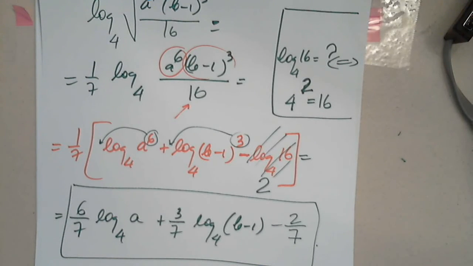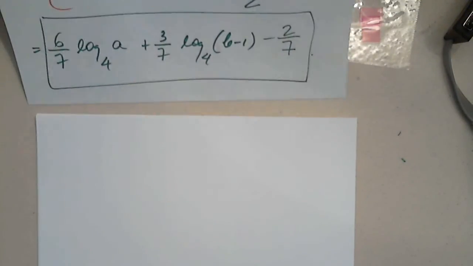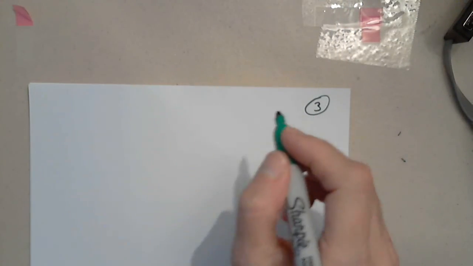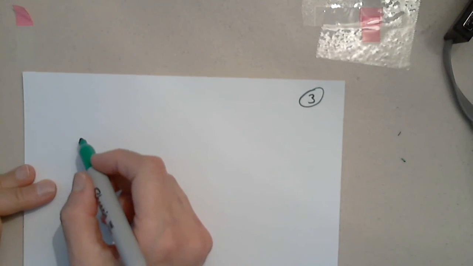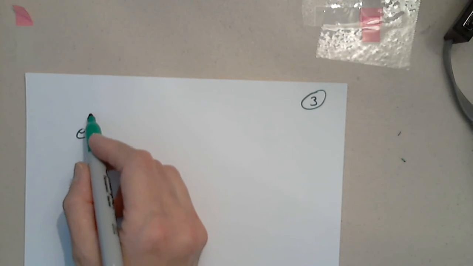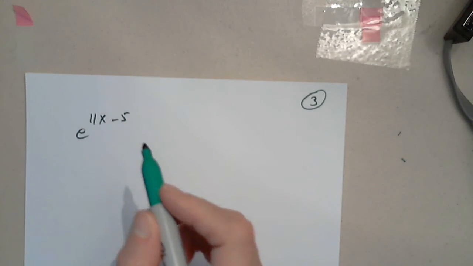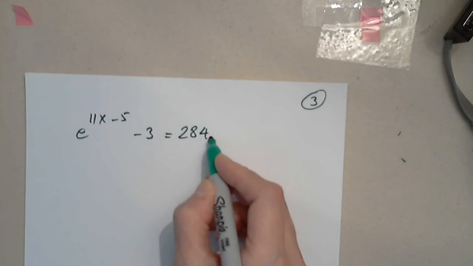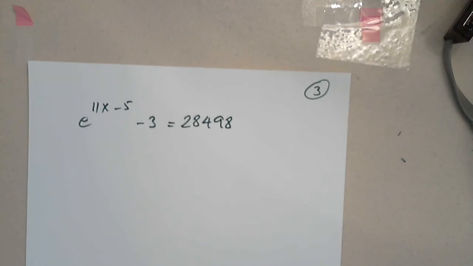Can we do number 12? Yes. From the same test? Okay. What does it say? Solve the following equation, express the exact solution. It's e raised to 11x minus 5, minus 3, equals 28,498.